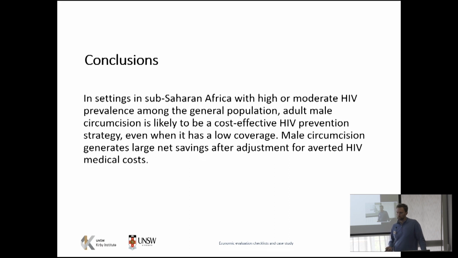All right, so in conclusion, in settings in sub-Saharan Africa with high or moderate HIV prevalence among the general population, adult male circumcision is likely to be a cost-effective HIV prevention strategy, even when it has low coverage. Male circumcision generates large net savings after adjustment for reverted HIV medical costs.